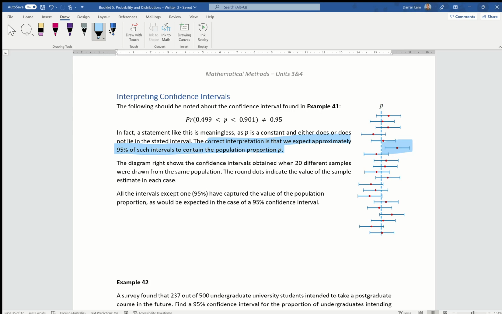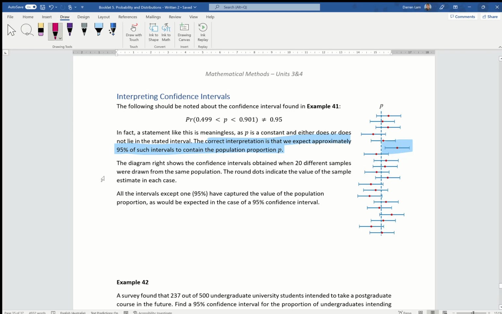95% confidence. Okay, so again, it's not that using this formula the probability is 95% between those, but rather that we have a 95% expectation that the value is in that interval.